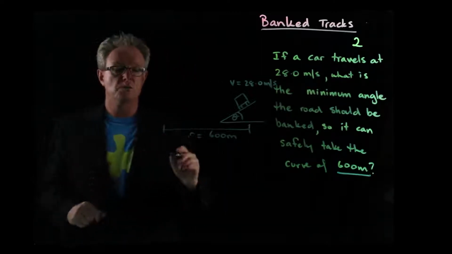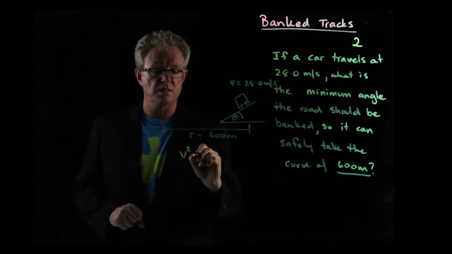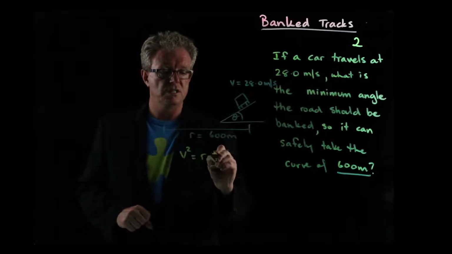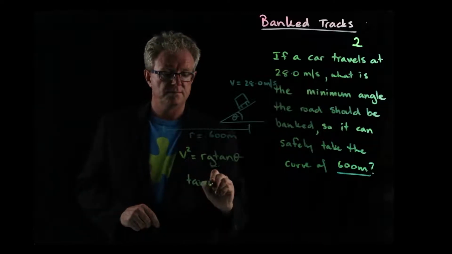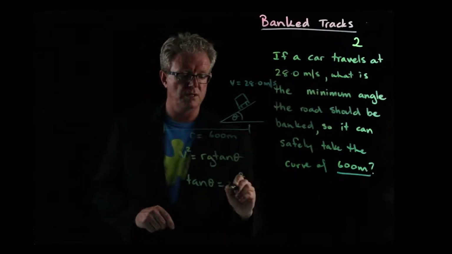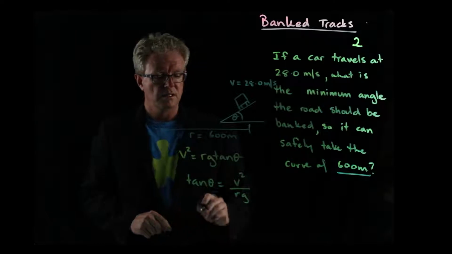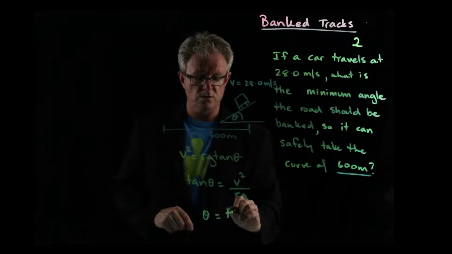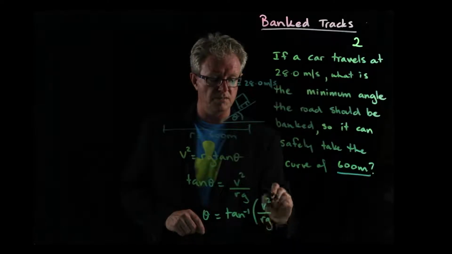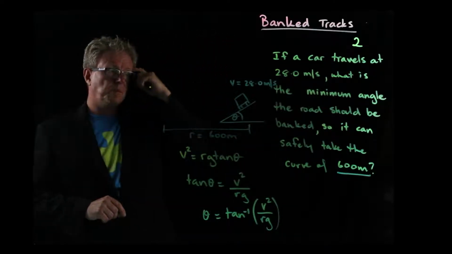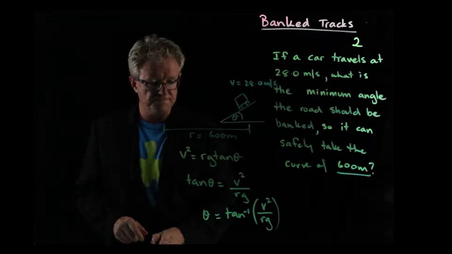So let's look at our equation. Remember, the equation was v squared is equal to r g tan theta. And therefore tan theta is equal to v squared divided by r g. And therefore theta is equal to the inverse tan of v squared on r g. So let's plug those values in and see what we get.